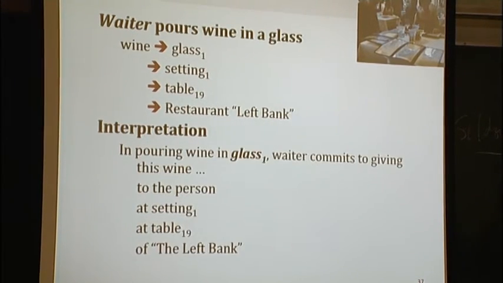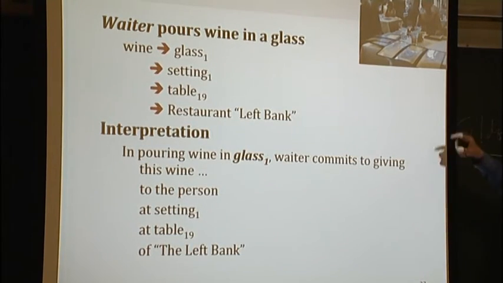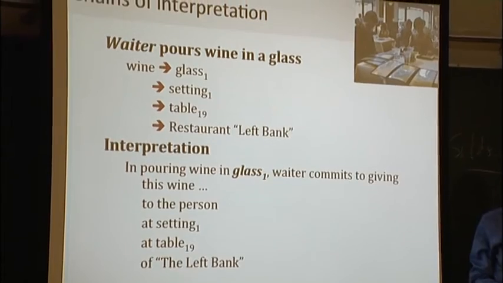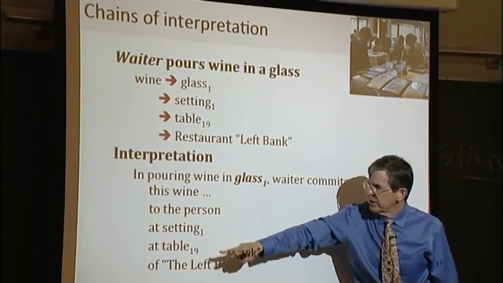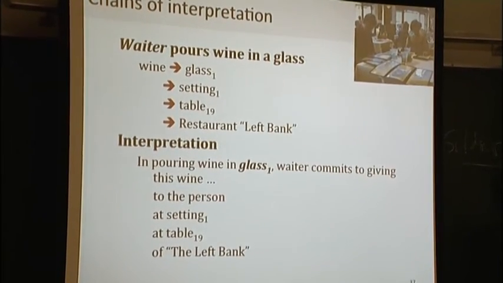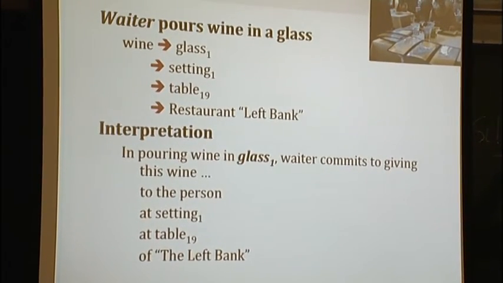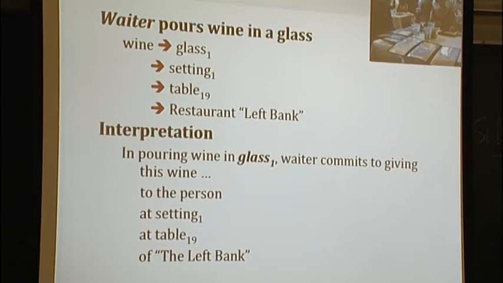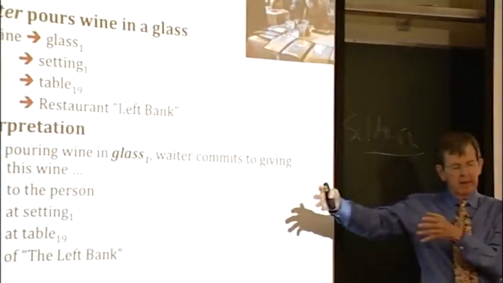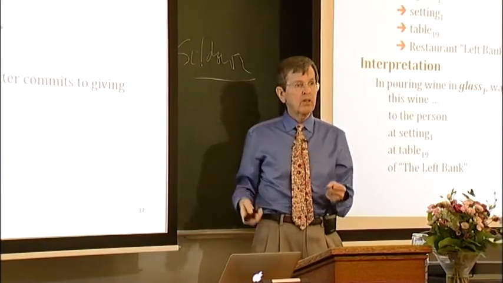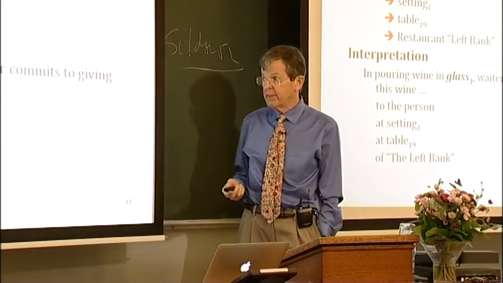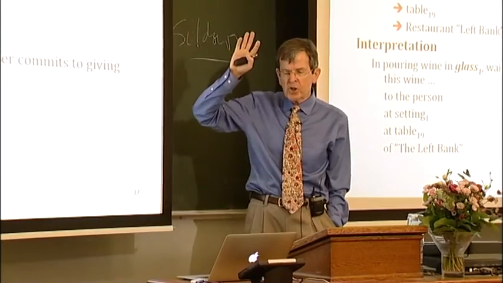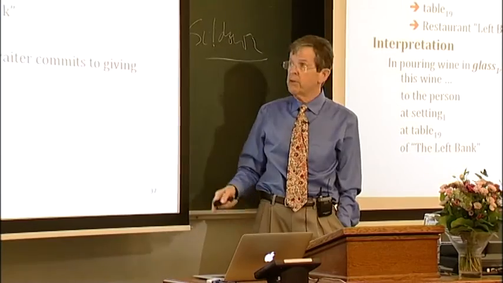And the waiter is doing something very similar. When he pours wine in glass one, so that there's a glass one up there, and he pours wine into it, well, that glass of wine isn't for Eve, who's sitting over there. It's for me. And it's for, in fact, the person who is at setting one of table 19 of the Left Bank. And what this does is to set some obligations there. That is, I will have to pay for the wine that's put there by this waiter because I am sitting at that table, at that place. So the simple placements done by the waiter and done by me put these commercial obligations up in very complicated ways that I haven't even broached here. The point is that these interpretations are not just that I'm sitting someplace. I am sitting and committing myself to these things. This is the particular case here.